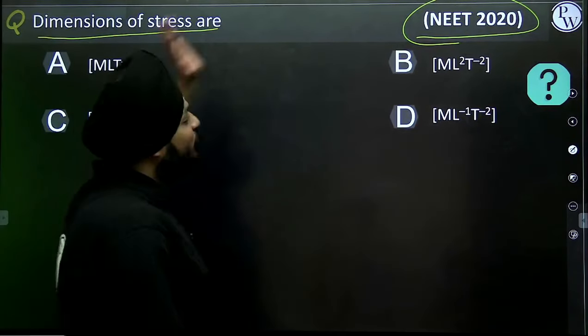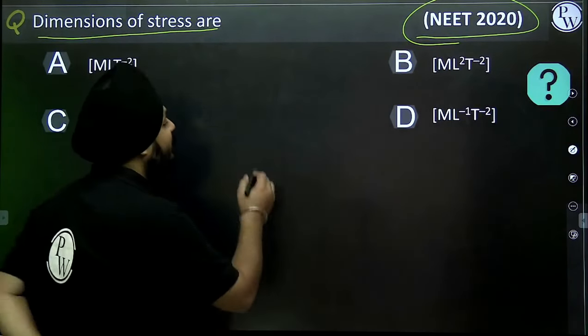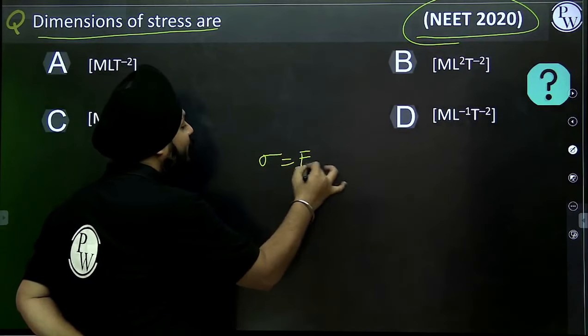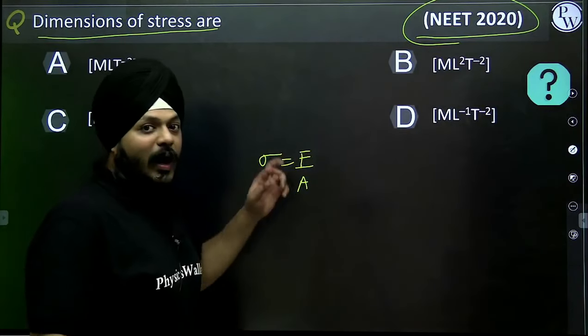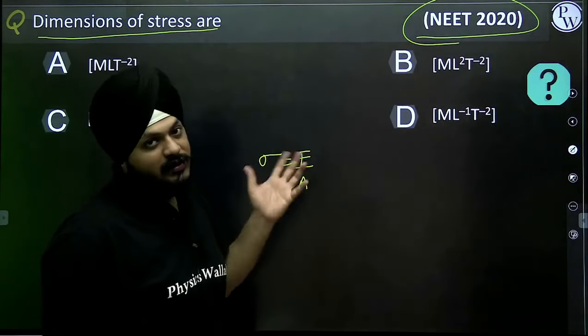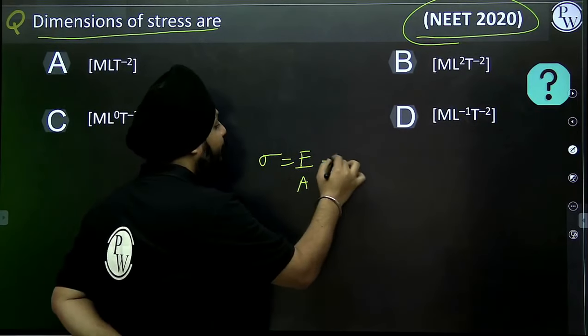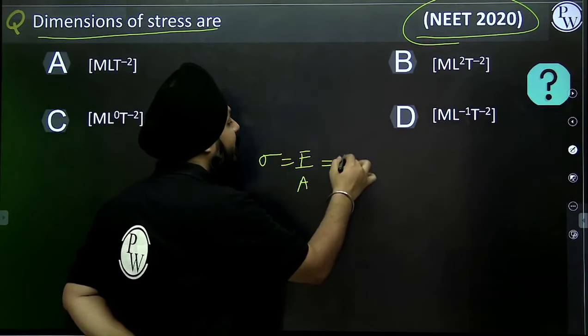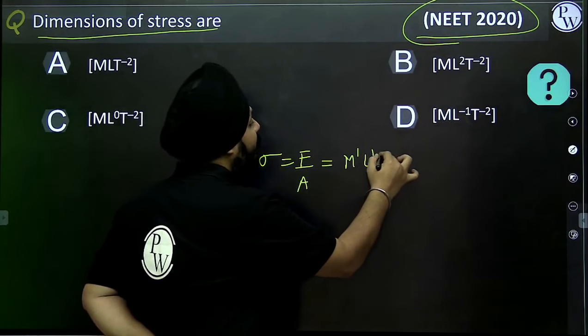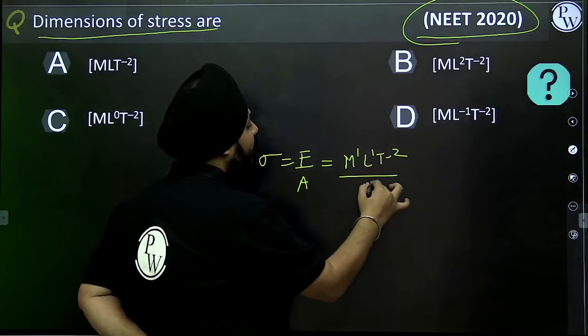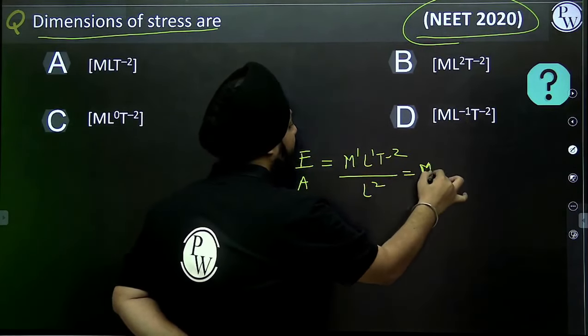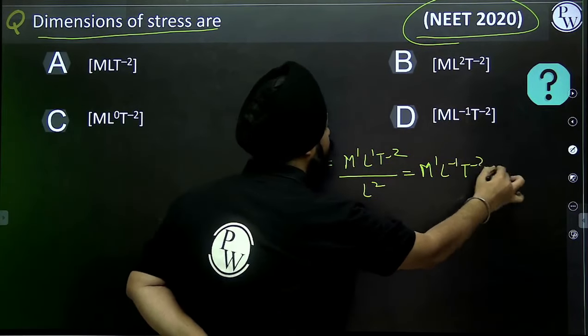So dimensions of the stress. Stress, how is it defined? That is force per unit area. If you are aware of the dimensional formula of force, then it's okay. Suppose I'm directly writing, the dimensional formula of force is M1 L1 T minus 2. Dimensional formula of area is L2. So this is M1 L minus 1 T minus 2.